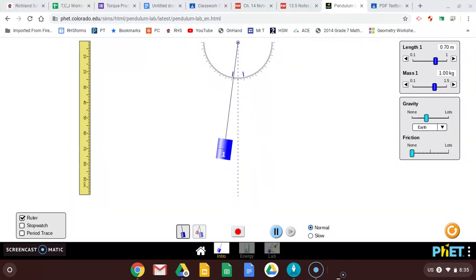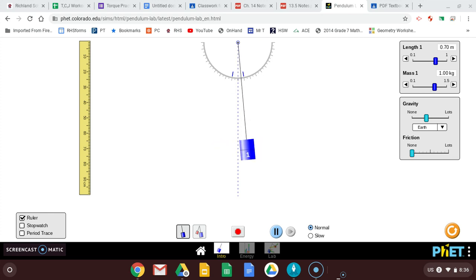All right, guys, we're going to go over section 13.5, which is called the simple pendulum. A simple pendulum is just basically any mass on a string. We've used simple pendulums in the past for some other reasons, especially like energy transfer. But in this section, we're going to specifically discuss simple pendulums in simple harmonic motion.